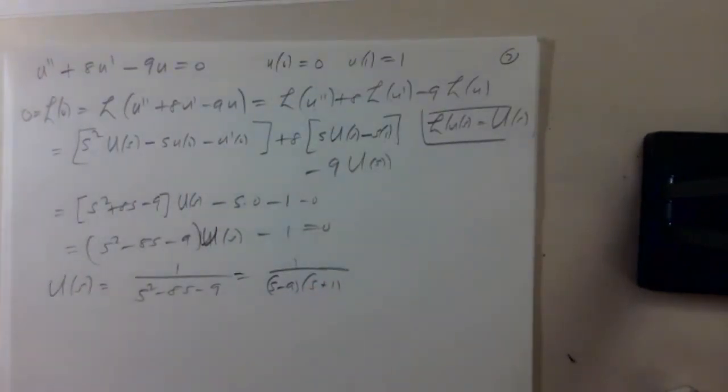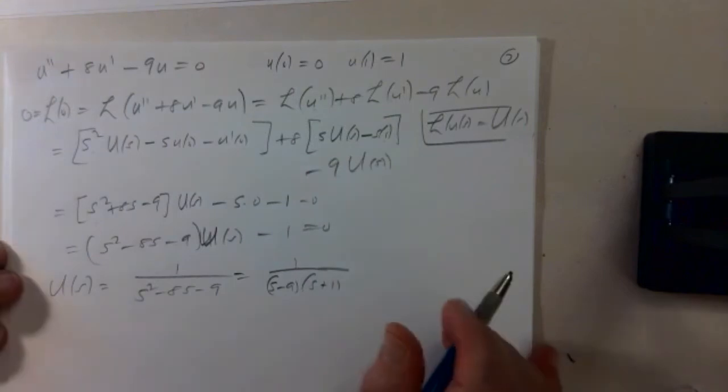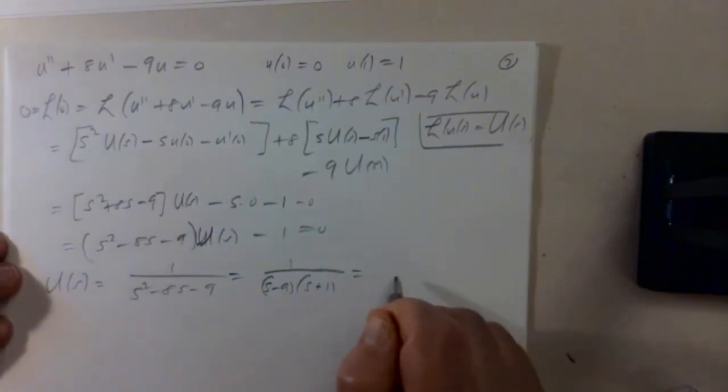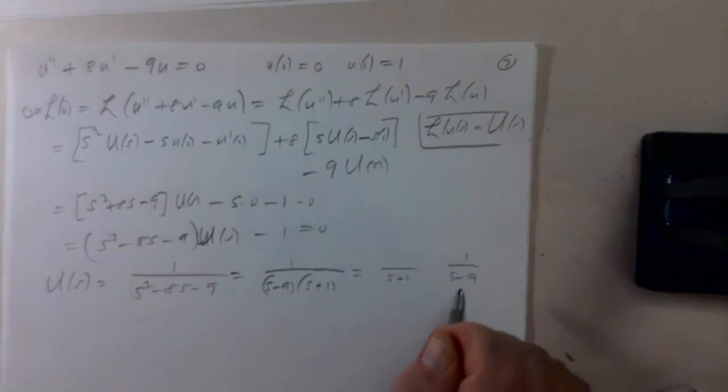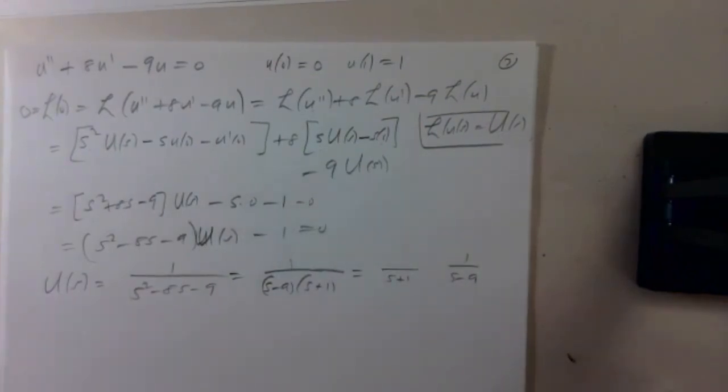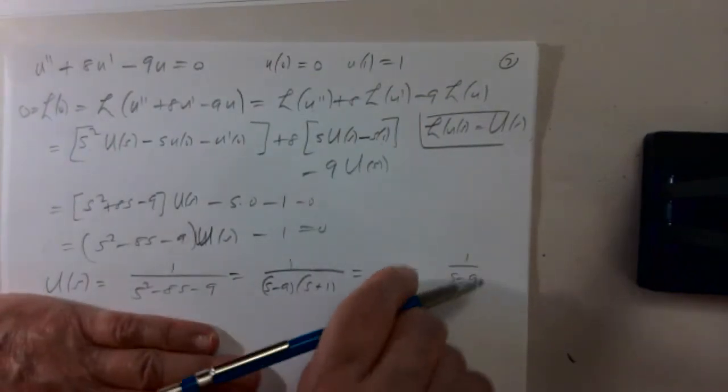And life is easier if I write this as partial fractions. This is something over s plus 1 and something over s minus 9. Write it the other way.